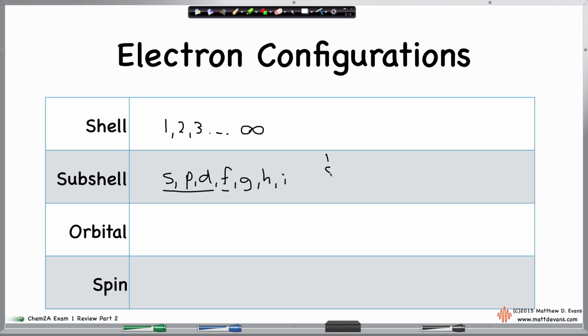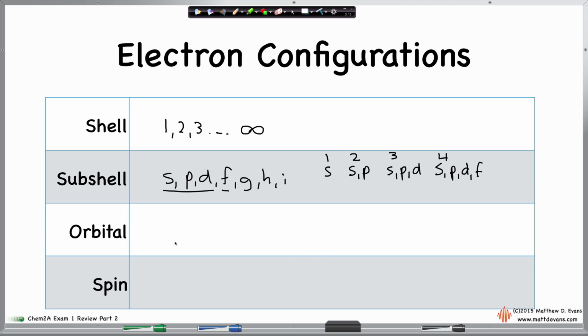So in the first shell, we can only have one possible subshell. It's called the s. In the second shell, not only can we have an s, but we can have a p. Third shell, we can have s, p, d, and you can see the pattern developing here. In the fourth shell, we can have s, p, d, and then f. Okay, and so on and so forth. This goes out to infinity.